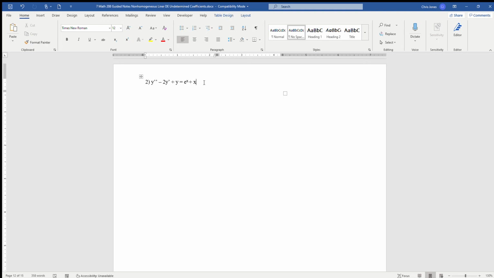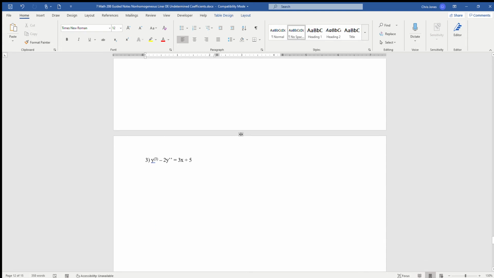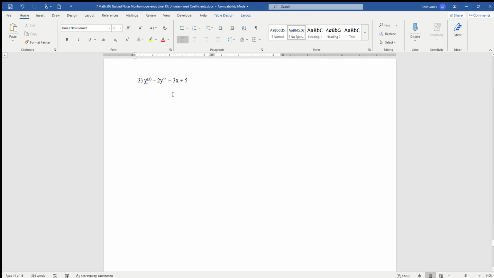So one final case of being able to work with these second order differentials that are non-homogeneous with the repeated case. This time we're going to take a look at this differential: third derivative of y minus 2 times the second derivative of y equals 3x plus 5. Now this is one of those anomaly cases that even if you do add the next x, it's still not going to work out precisely.